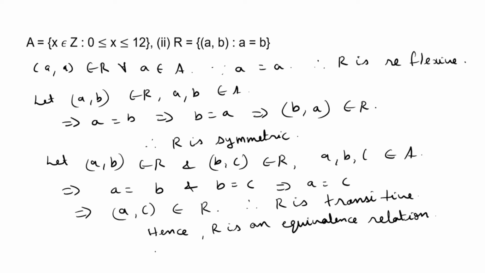Now, we have to find all those elements related to 1, that is the equivalence class of 1. Here, in this set of all integers from 0 to 12, we have to find all those elements related to 1. Here R is equal to the set of all (a, b) such that a is equal to b. So all those elements equal to 1 in this set will be 1 only. So the equivalence class of 1 is 1 alone. So this is the element which is related to 1.